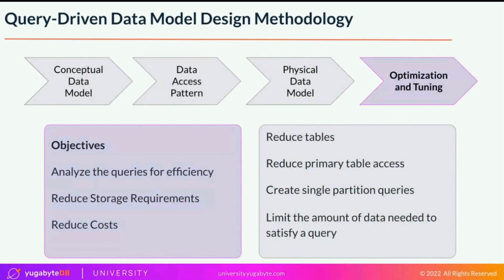So after completing the first three steps of our data modeling methodology, we really have a nice rough draft of what our data model looks like. However, to ensure that the data model really scales in a production environment, the queries must be tested for efficiency. In order to make a data model more efficient, we can tune it to reduce the redundant data by lowering the number of tables, limiting primary table access, and limiting the number of rows that need to be scanned in order to satisfy a query.